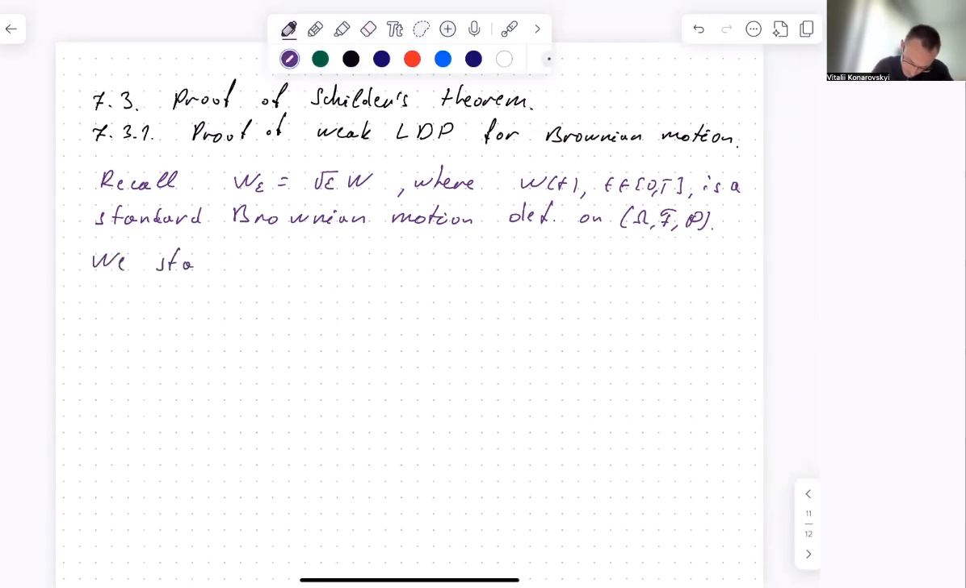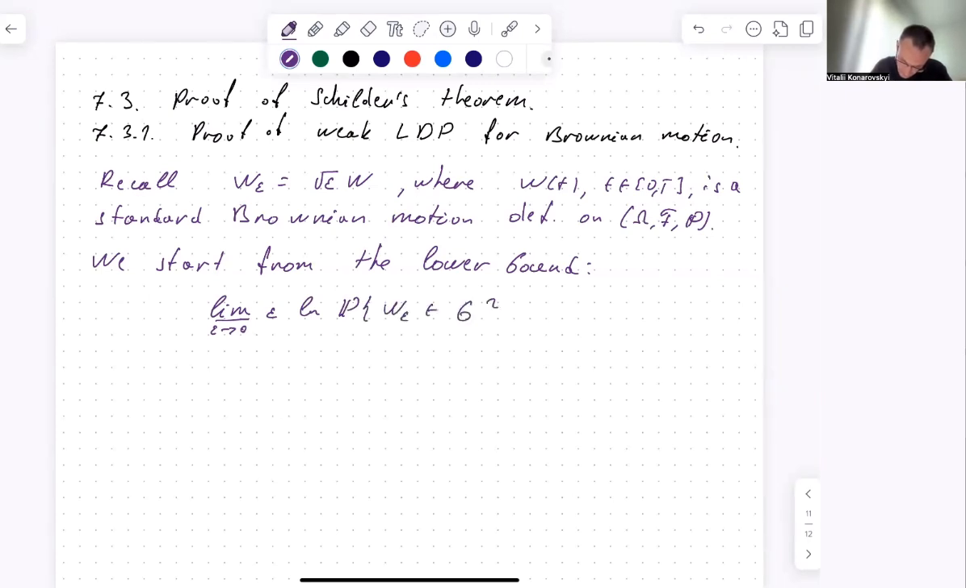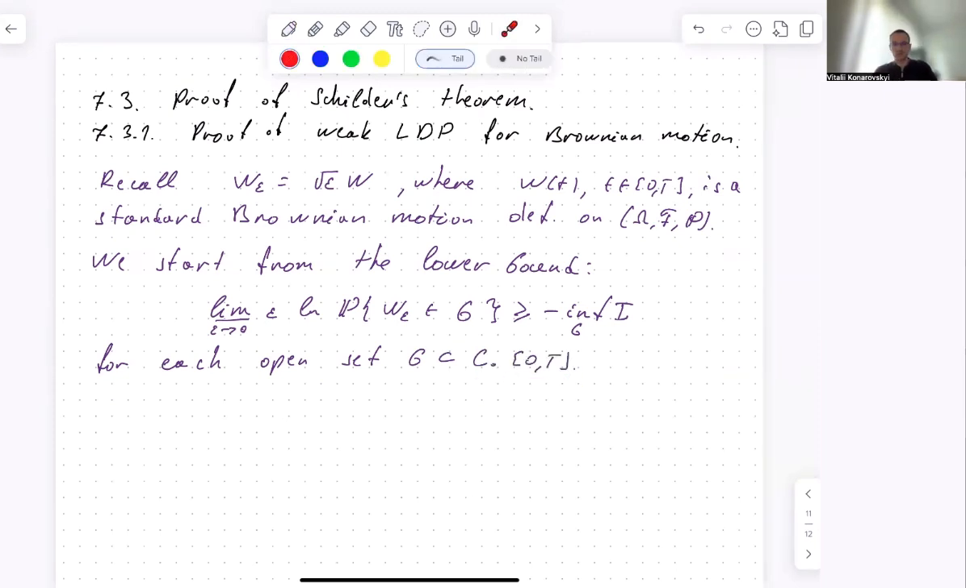We start from the lower bound. What does it mean? It means that the lower limit, lim inf as epsilon goes to 0, of epsilon logarithm of the probability that W epsilon belongs to an open set is larger or equal than minus the infimum over this open set of the rate function I, for each open set G that is a subset of the space C_0[0,T]. Our metric space will be that space of continuous functions started from 0.